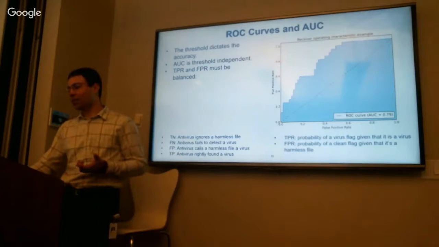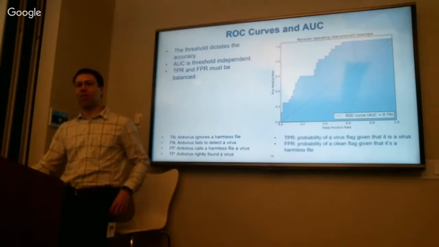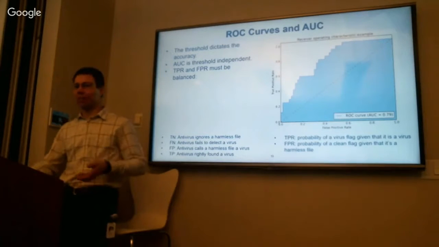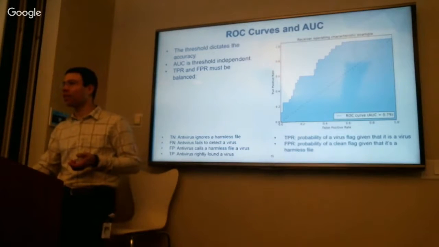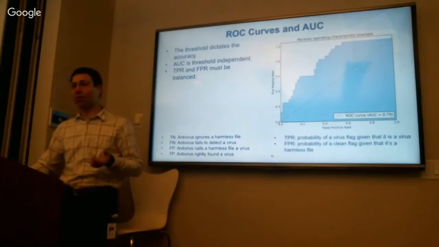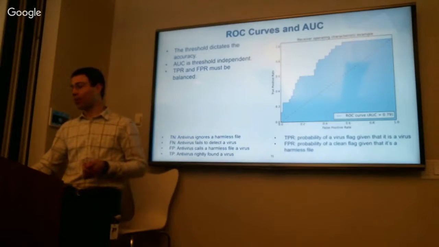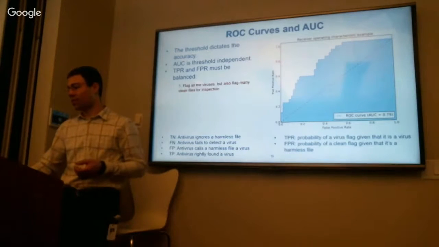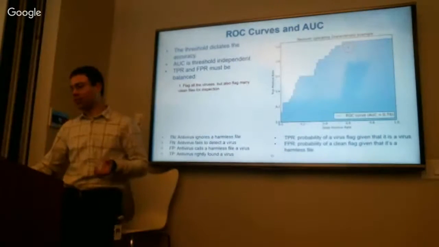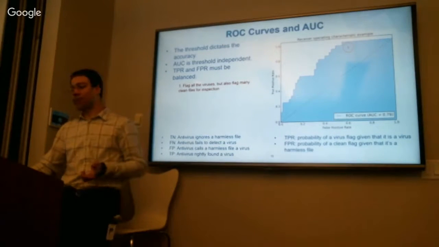The true positive rate and the false positive rate have to be balanced. One comes at the expense of the other, based on what you're trying to solve or your specific use case. You might pick a threshold that would correspond to up here, where you flag all of the viruses, but you also flag a lot of clean files for inspection. And maybe that would be something like a simple blood test.